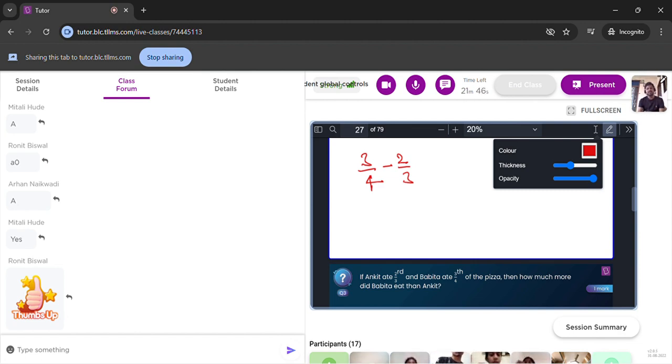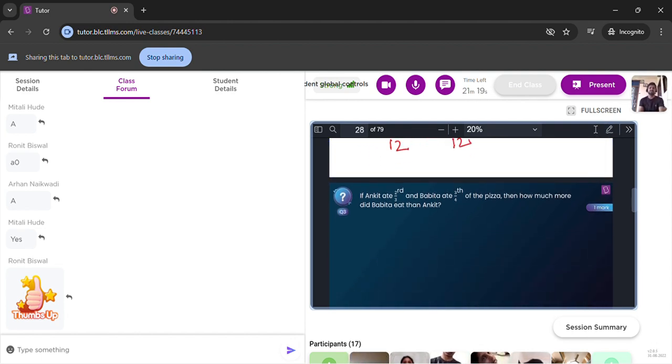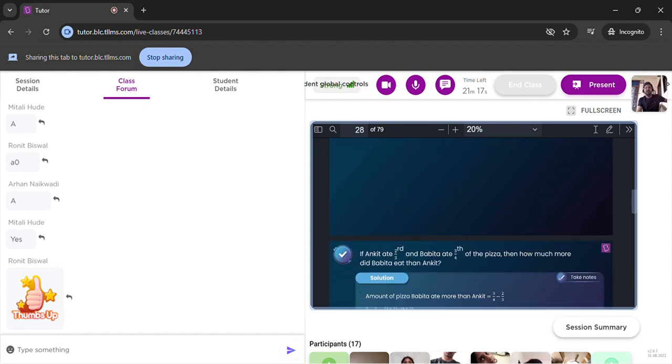For this, we will do the cross multiplication of this 3 and 3. When you multiply this 3 and 3, you will get 9. In the similar way, you multiply this 4 and 2, then you will get 8. Okay, and now you multiply this 4 and 3 also, then you will get 12. And now you have to simplify 9 minus 8, then you will get 1 divided by 12. So how much more did Babita eat? 1 by 12 part.